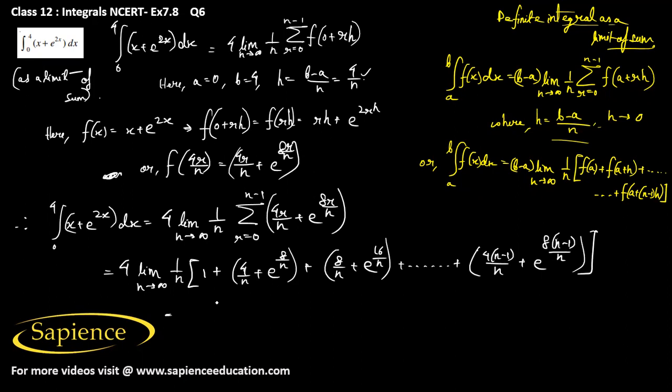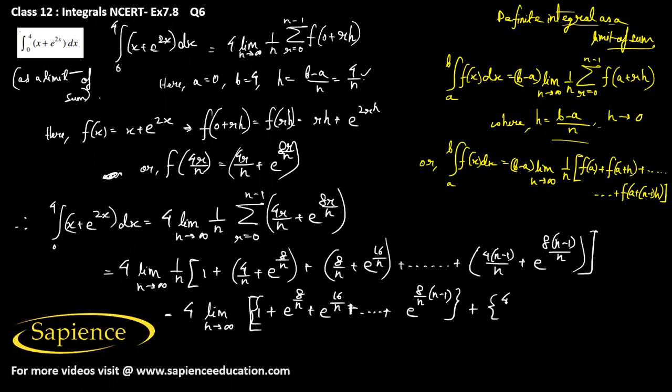So this will be this. We can write 4 into limit n tends to infinity. First, we can write 1 plus e power 8 by n plus e power 16 by n, then plus dot dot plus e power 8 by n into n minus 1. Then plus 4 by n plus 8 by n plus dot dot plus 4 by n into n minus 1.